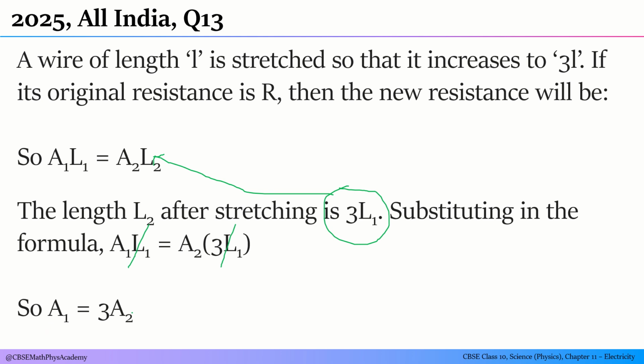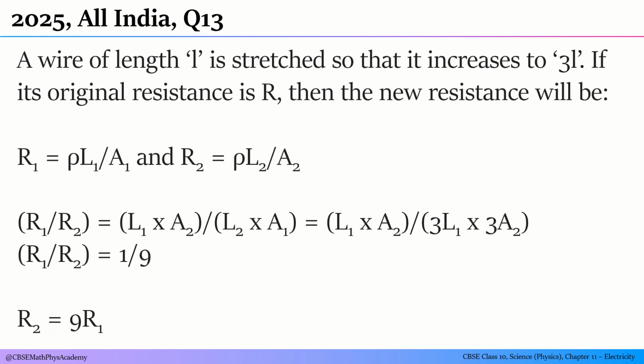Now, how do we see the impact on resistance? Before stretching, the resistance R1 is equal to rho L1 by A1, and after stretching R2 is equal to rho L2 by A2. You are expected to find the new resistance R2, so you can make it a ratio.